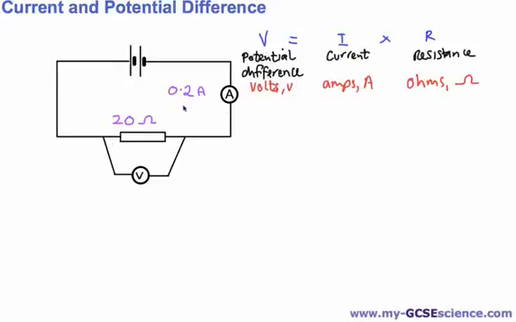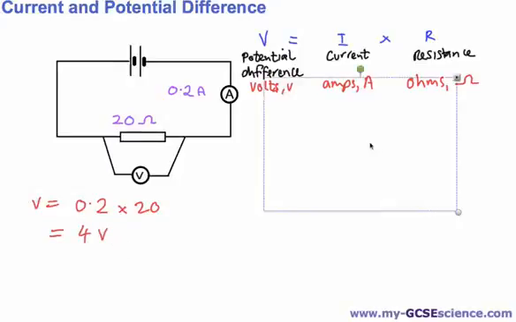In this example I've given here, I've got a current of 2 amps and a resistance of 20 ohms, so the voltage or potential difference would be 0.2 times 20, and that will give us a value of 4, and it's voltage or potential difference we're working out, so that's 4 volts.